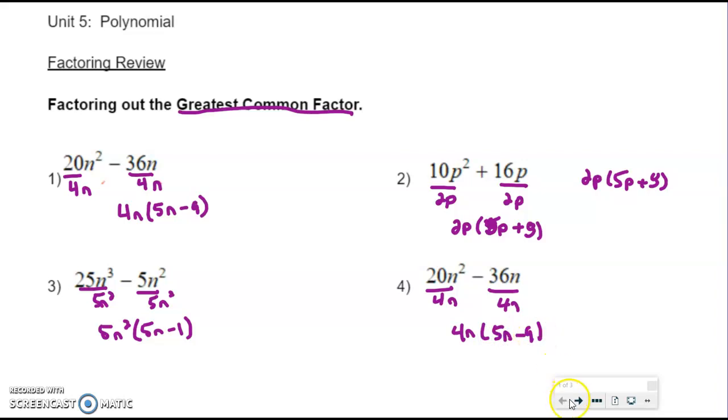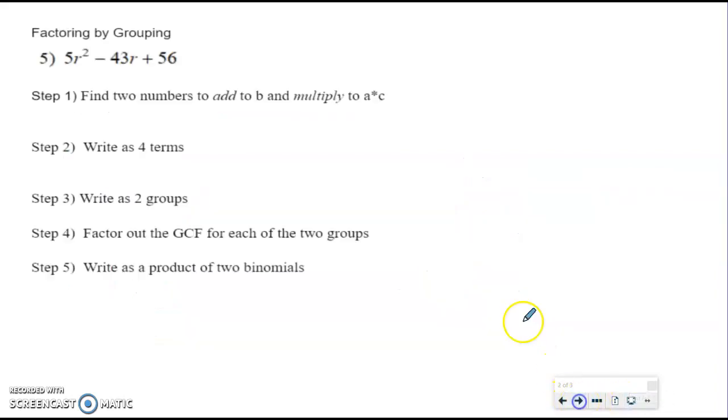So we're going to try to use this to help us factor something a little bit greater, like a quadratic. When we look at something like 5r squared minus 43r plus 56, we're going to use the grouping method that you guys learned about in Algebra 2 to factor this out. So we are trying to figure out the product and the sum.